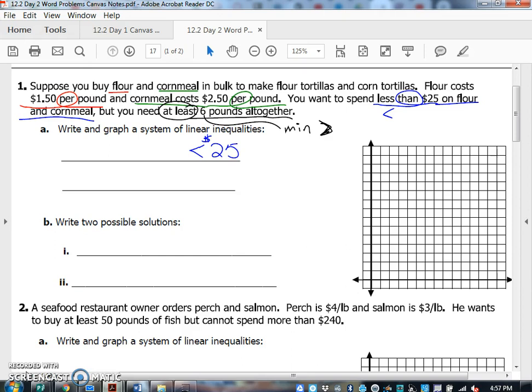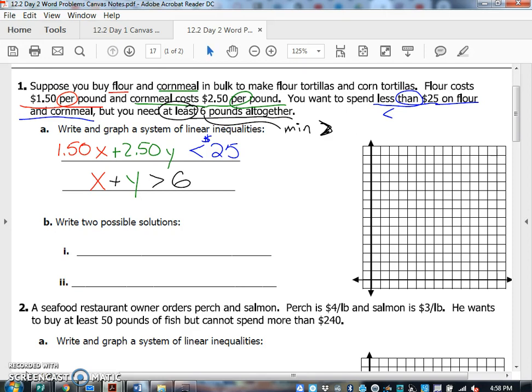To know that, I have to think about how I spent the $25. Well, I spent it on flour and cornmeal. I know that it costs $1.50 per pound of flour, but I don't know how much flour I've actually bought. I also know that I'm spending $2.50 per pound on cornmeal, but again, I don't know how many pounds of cornmeal I bought. Finally, I know that I need to buy at least 6 pounds of flour and cornmeal together. So the amount of flour, x, plus the amount of cornmeal, y, has to be at least, that means greater than, 6 pounds.